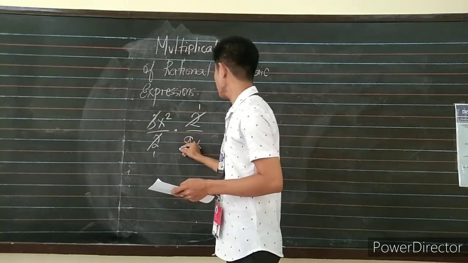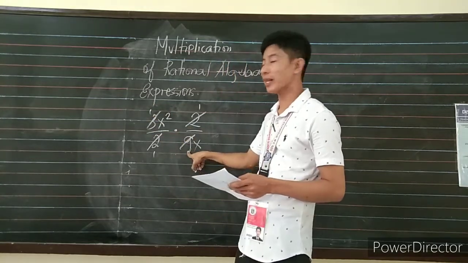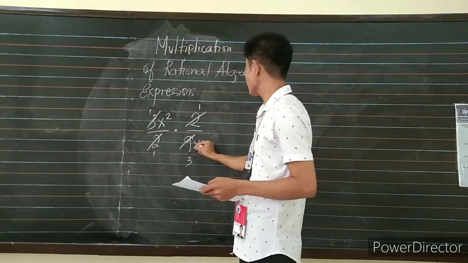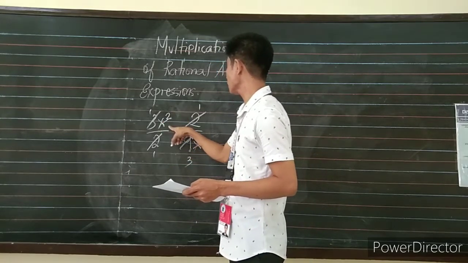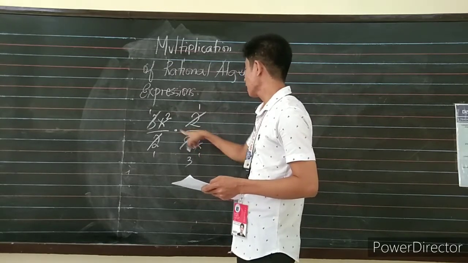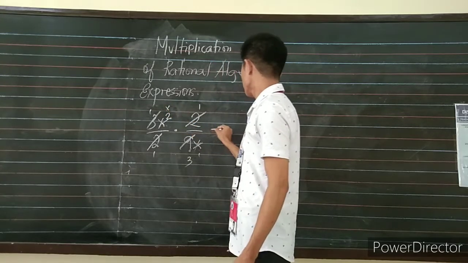1 from the numerator and the other from the denominator. We have 3 and 3. 3 divided by 3 is 1. 9 divided by 3 is 3. And for our x, we can cancel out. X divided by x is 1. X squared divided by x is x.